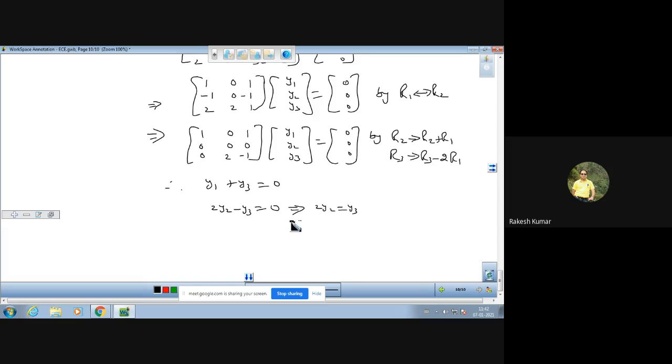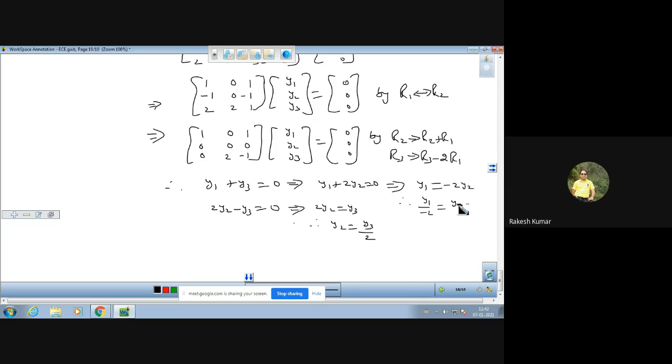So from this, the value of y2 is y3 over 2. Put the value of y3 in this: y3 is equal to 2y2. So y1 plus 2y2 is equal to 0. And from this, y1 is equal to -2y2. And it can be written here, y1 over -2.